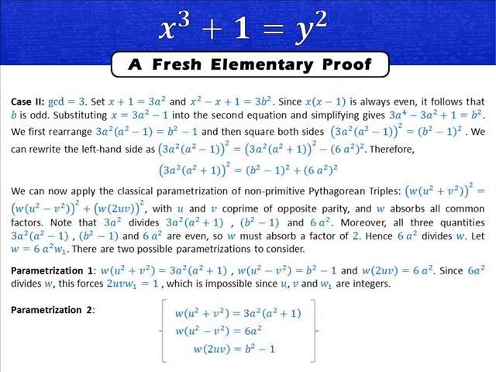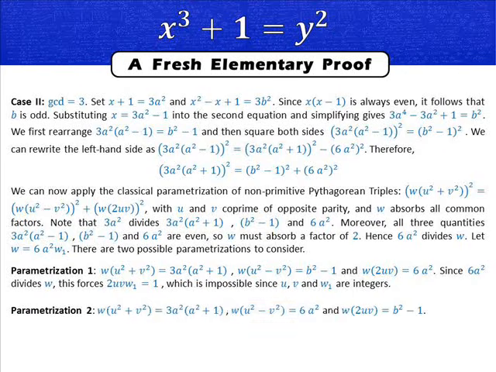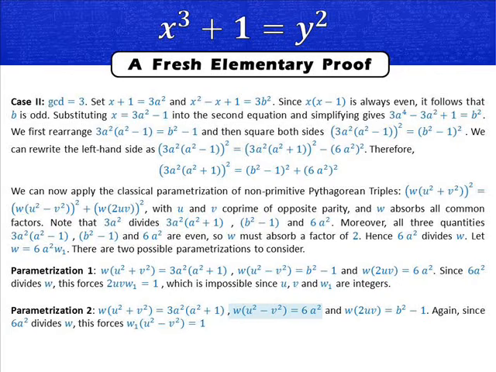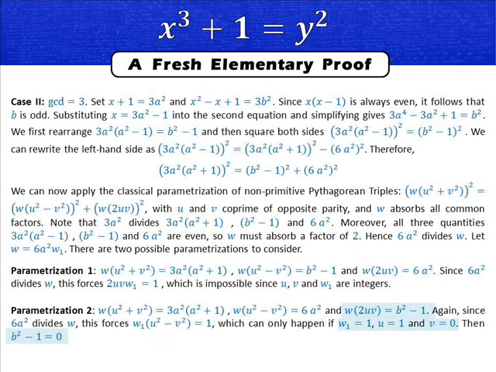Parametrization 2, with the same hypotenuse: one leg, w times (u squared minus v squared), equals 6a squared, and the other leg, w times 2uv, equals b squared minus 1. Again, since 6a squared divides w, this forces w sub 1 times (u squared minus v squared) to be equal to 1, which can only happen if w sub 1 equals 1, u equals 1, and v equals 0. Then b squared minus 1 equals 0, so b equals plus or minus 1.